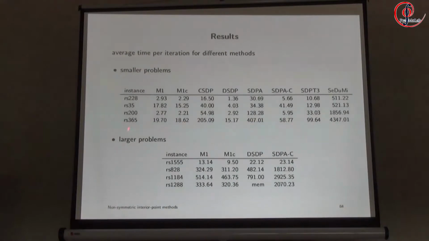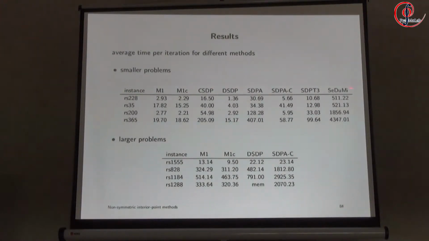So these are some results. The table shows average time per iteration for different methods. M1 and M1 are this Chordal non-symmetric method. The first one is with the AMD embedding. This is with the other embedding. So you see the second embedding was actually denser, but is slightly more efficient than the first one. So it does quite well compared to most other methods.